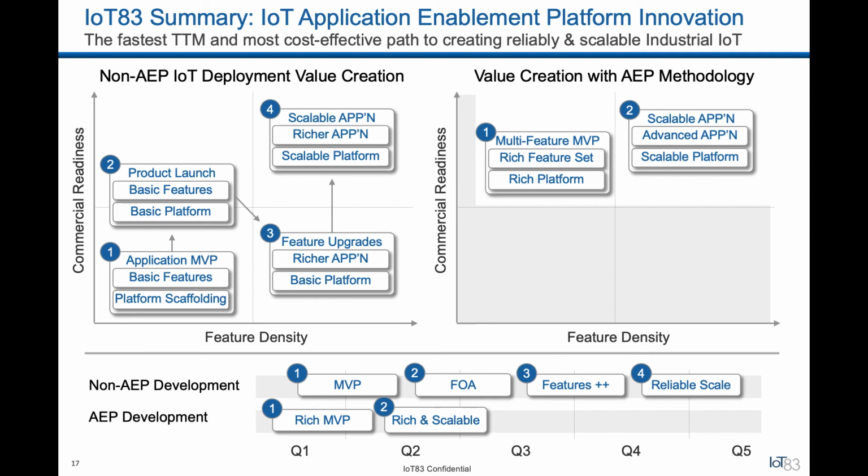If we go down to the bottom of the chart, this is looking at the non-AEP development versus an application enablement platform development on a timeline. And to be completely candid, the comparison is even more dramatic in practice. We're seeing some customers have their programs accelerated by as much as 80% by using our application enablement platform. And you can see why. The fact that there's so much of the platform is already available prior to even starting the program.